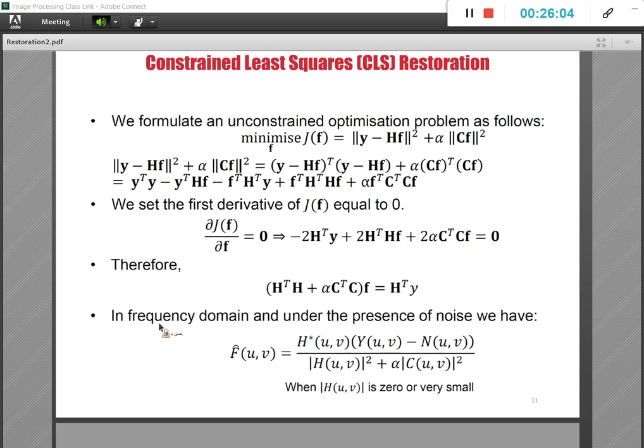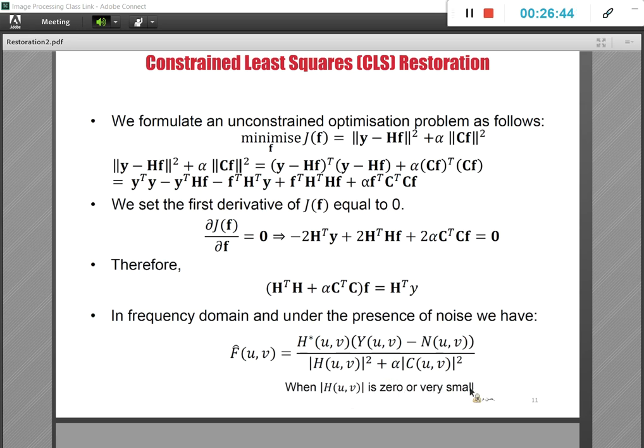This item is going here: H transpose Y. In the frequency domain and under the presence of noise, we have F hat, the output of the reverse system. F hat was H conjugate dot (Y − N) over... In the first time we had only |H|², but this time we have in the denominator |H|² plus alpha |C|². This is the improved version of the inverse system, or the reverse system.